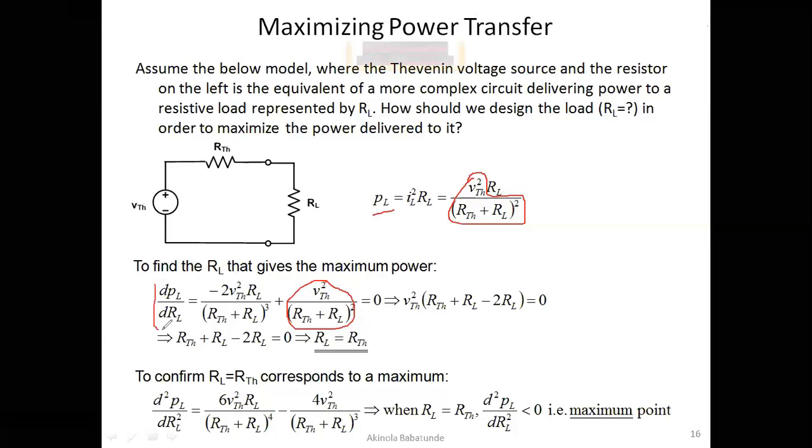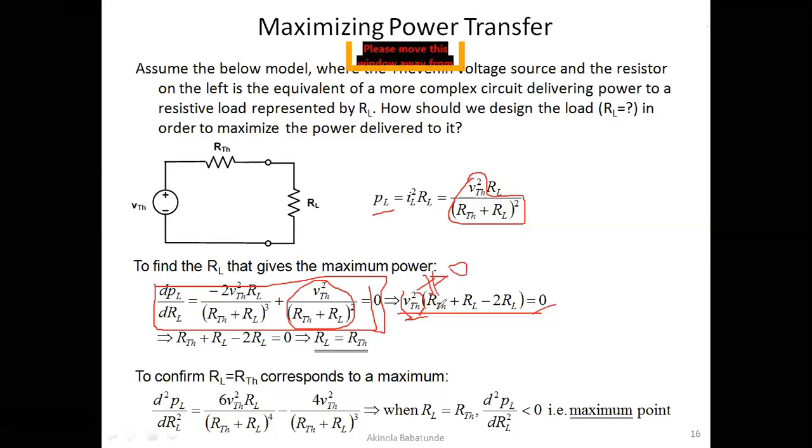So this is exactly what you would have when you differentiate the power equation, and then we can go ahead and equate it to 0 to find the maximum value of the variable of interest. When you do that, this is what you're going to have: V Thevenin squared in the bracket (R Thevenin plus RL minus 2RL). Both of them would be equated to 0. So it's either this equals 0 or this is equal to 0. But we do know that V Thevenin cannot be equal to 0, so R Thevenin plus RL minus 2RL would be equated to 0. If you do that, what you find out is that RL is equal to R Thevenin.